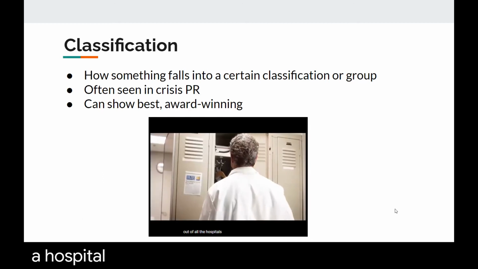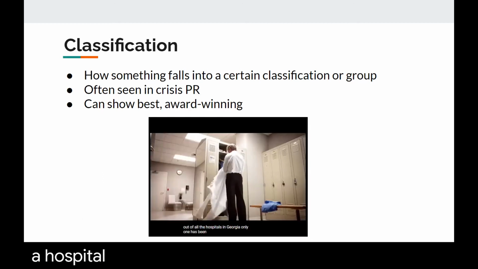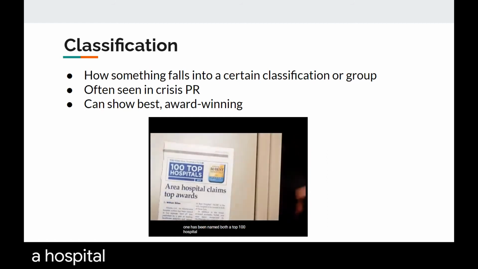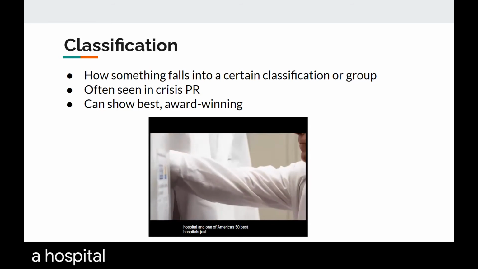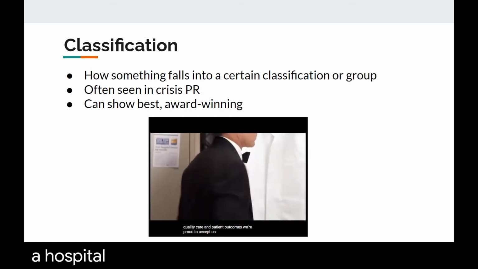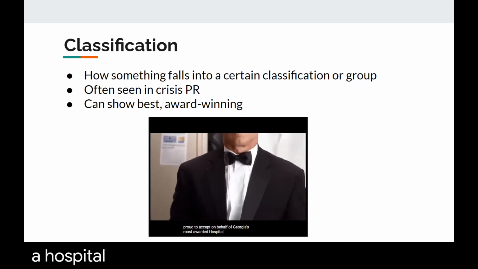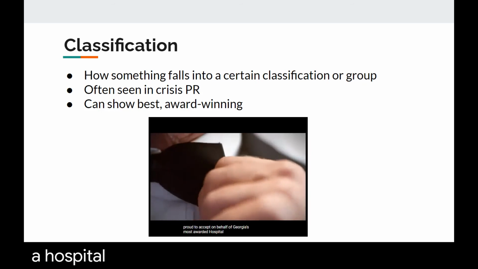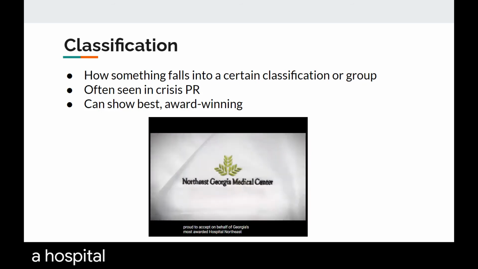Out of all the hospitals in Georgia, only one has been named both a Top 100 hospital and one of America's 50 best hospitals. Just the latest top awards for quality care and patient outcomes we're proud to accept on behalf of Georgia's most awarded hospital. Northeast Georgia Medical Center, Gainesville.